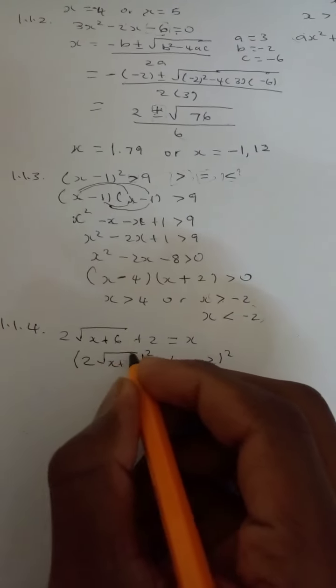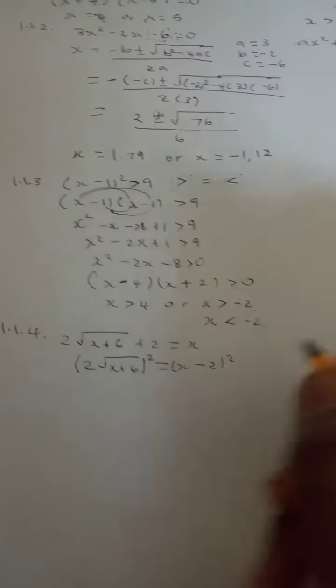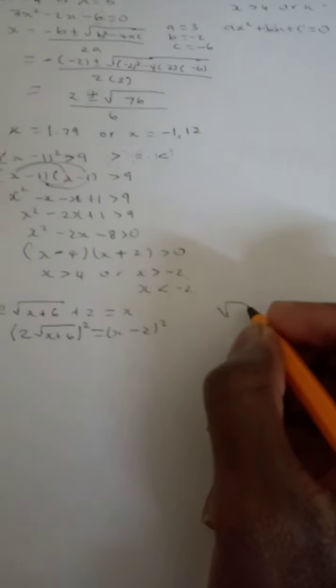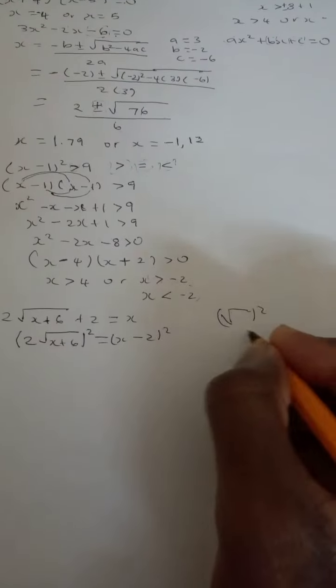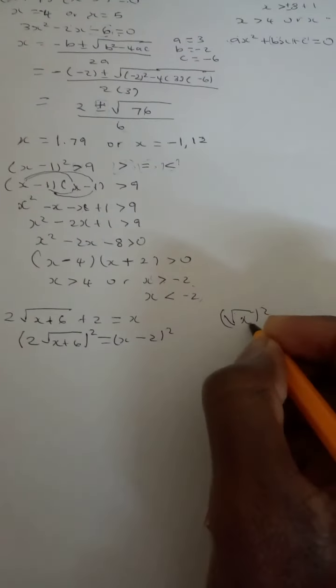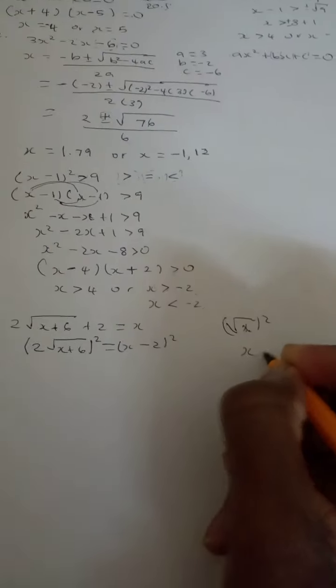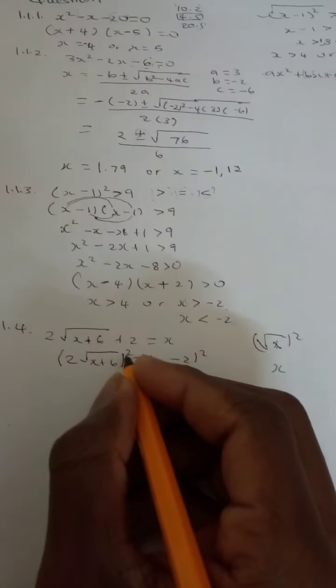You're trying to remove the square root. Remember, we remove the square root by simply squaring it. We remove it, and then the number that remains inside is our answer. You see? So we're going to do the same thing here.